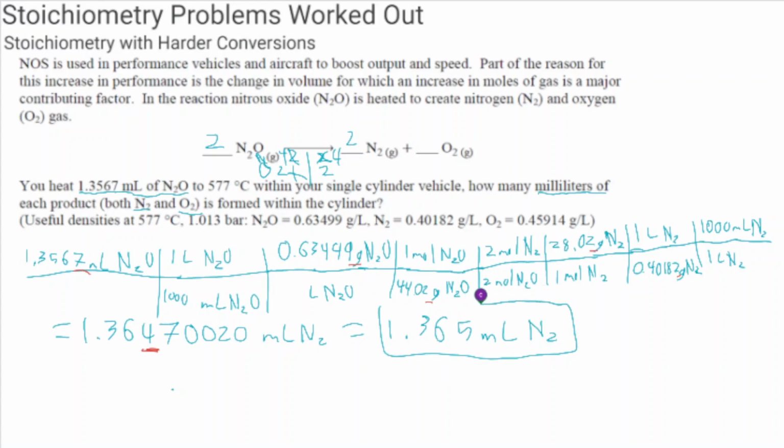Now we need to find the other one for oxygen. So for oxygen, we're going to set this up in a very similar fashion. Now I'm going to go through this just a little bit faster. All right, so we're going to have basically the same starting thing that we had last time. So we're going to have that 1.3567 milliliters of N2O. And basically it's going to be the same all the way up until we get to the chemical equation. And that's this part where it's going to differ a little bit. So we're going to have 1,000 milliliters of N2O for every 1 liter of N2O.